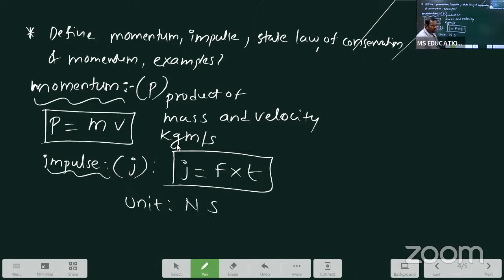In total there are 4 steps from this one. Define momentum, 1 mark. Impulse, 1 mark. State the law of conservation of momentum, 1 mark. Last one, example, 1 mark. For the individual 4 steps, you can get 4 marks. Product of mass into velocity is momentum; product of force into time is nothing but impulse. Now explain the meaning of the law of conservation of momentum.